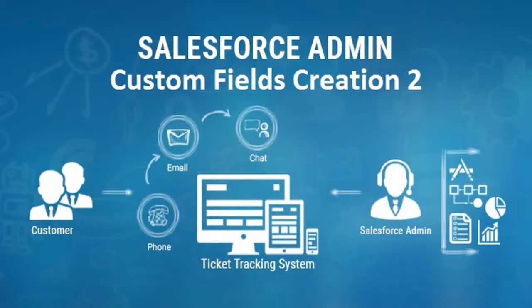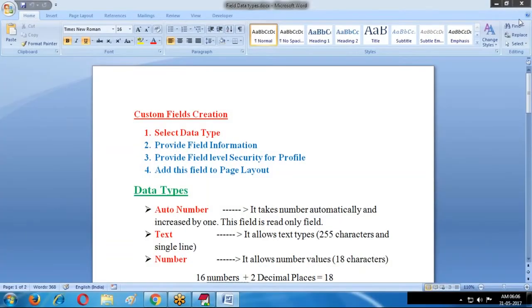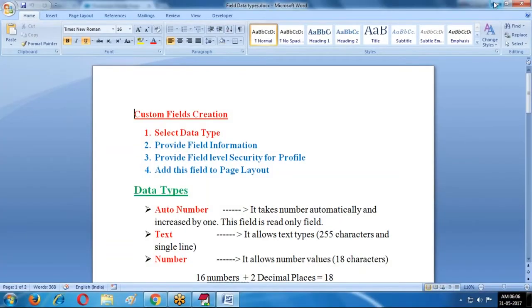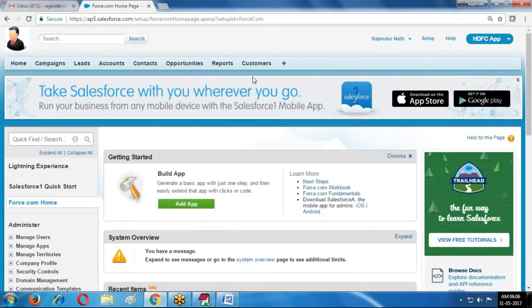Yesterday we covered field creation. If you want to create a field, there is a 4 step process. One is select data type. Second step, provide field information. Third step, provide field level security for the profile. And the fourth step is to add this field on the page layout.